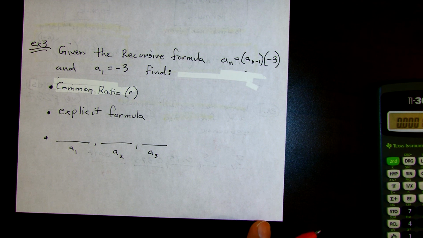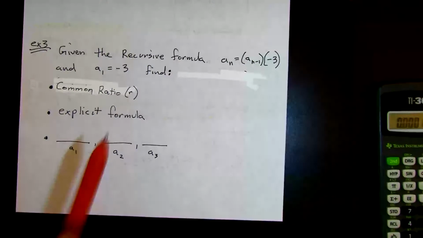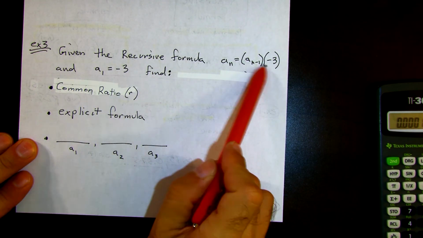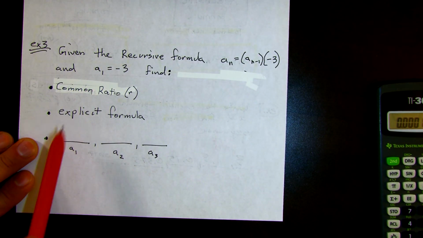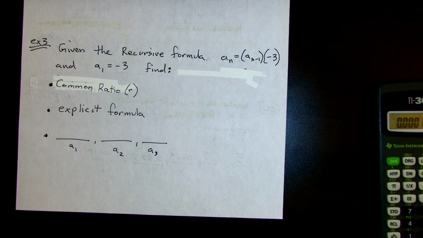This is the last type of problem that you'll have. You probably have to write this out. Just write the first 2 lines out quickly. And these things we'll be able to add in as we go through them. We're not going to speed through it. Okay, so given the recursive formula, a sub n is equal to a sub n minus 1 times -3, and we know a sub 1 is -3, find those 3 different things.